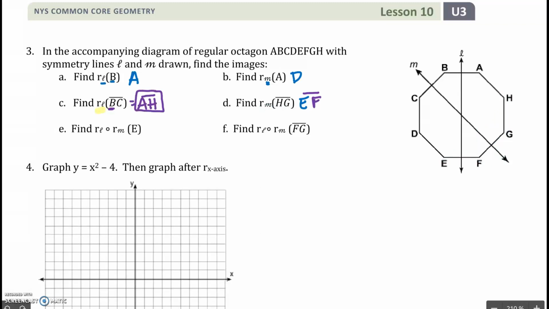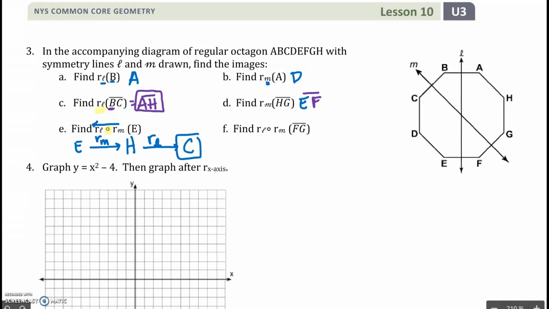All right, now for this, if you can remember that this little circle is a composition, it means after. We work right to left on these. So that means we're going to take point E, and first we're going to reflect it over M, and then we'll take that and reflect it over L. So we're going to start at point E, and first we're going to reflect it over M, which would land it on H, and then we're going to take point H and reflect that over line L, which would land it on C, and that would be your final answer.